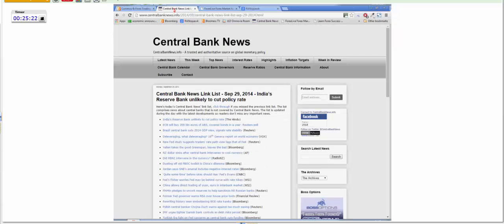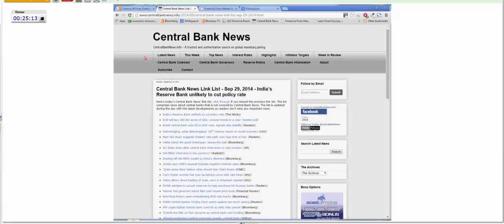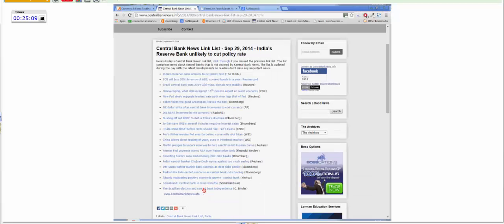Then I use a site called centralbanknews.info. Okay, and you should be able to see that in a couple of minutes. Central Bank News is purely a complete aggregate of all the news sites, but only when they're talking about central bank stuff. So that keeps you tuned in to the central bank stuff. Okay, that's how you do it there.